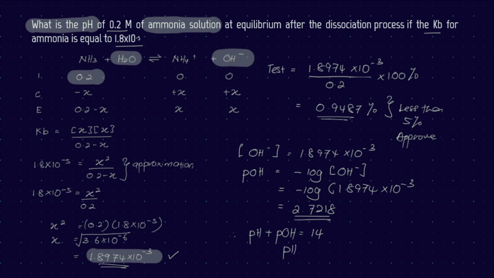Since you want to calculate the pH, you should know pH plus pOH is equivalent to 14. So your pH is equivalent to 14 minus your pOH. Your pOH is here, 2.7218. Therefore, you will get your pH equivalent to 11.2782. If you want to check, this is an ammonia solution, and after the dissociation you have OH minus lingering around, which means it should have basic properties. Therefore your pH should always be larger than 7. So this is the final answer for the 5th question.